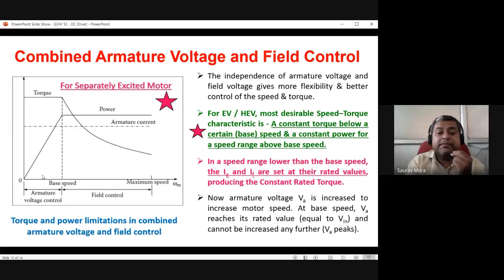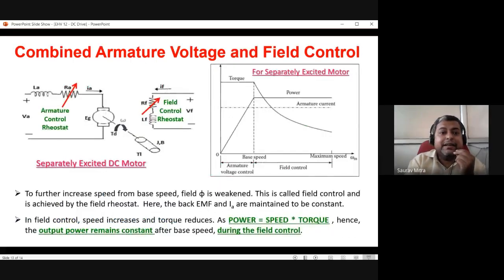Base speed means VA, that is the armature supply, is maximum. In this case we are having maximum armature torque. So here the armature control is over. We are cutting this resistance from the armature circuit in such a way that we are increasing IA, we are increasing VA, and torque is maximum. So at the base speed torque is maximum, this VA value is maximum, armature control is over.